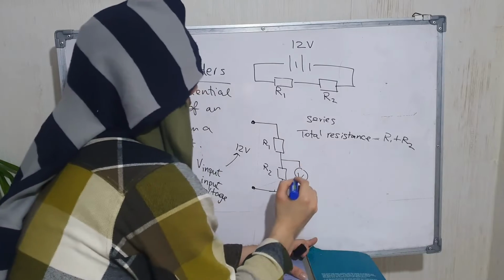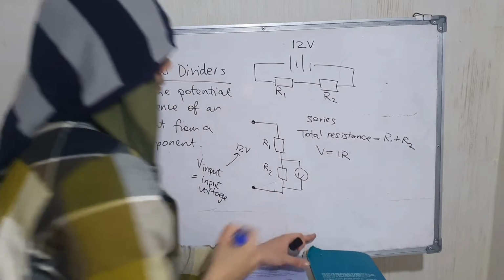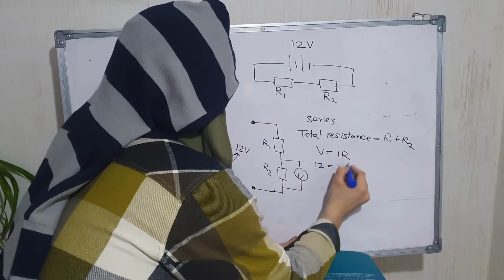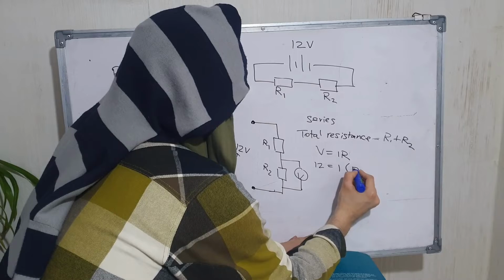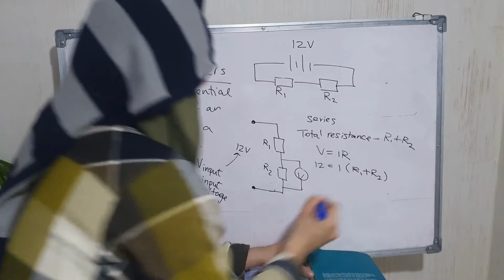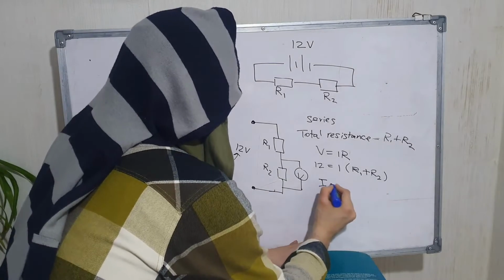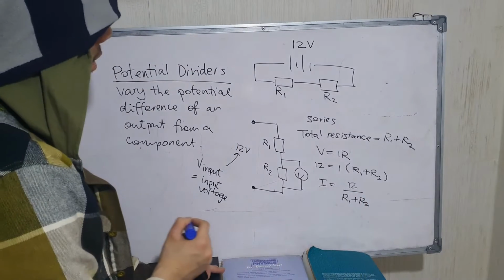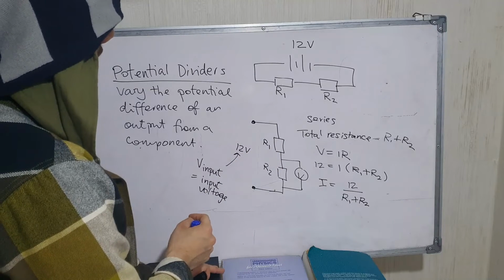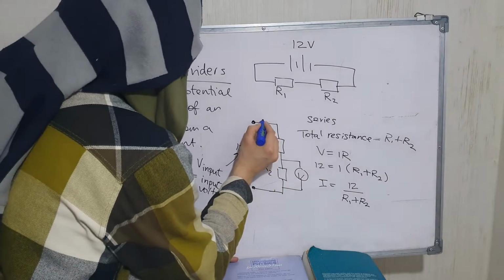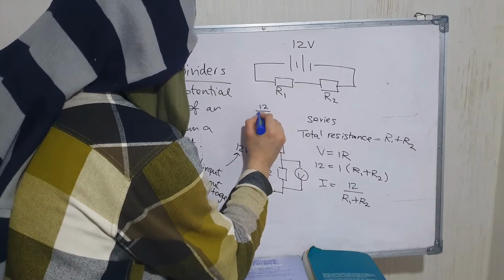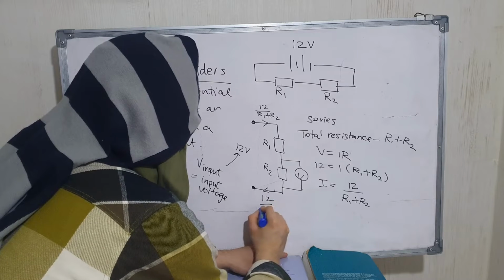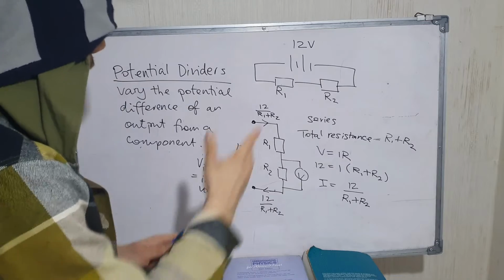If we use the equation V equals IR, in this case V is 12 and R is the total resistance. So what's I then? So the current is 12 divided by the sum of the total resistance. Once you've worked out the current, because it's the same, here you got 12 divided by R1 plus R2, and here is also equal to 12 over R1 plus R2. All right, so you've worked out the current.